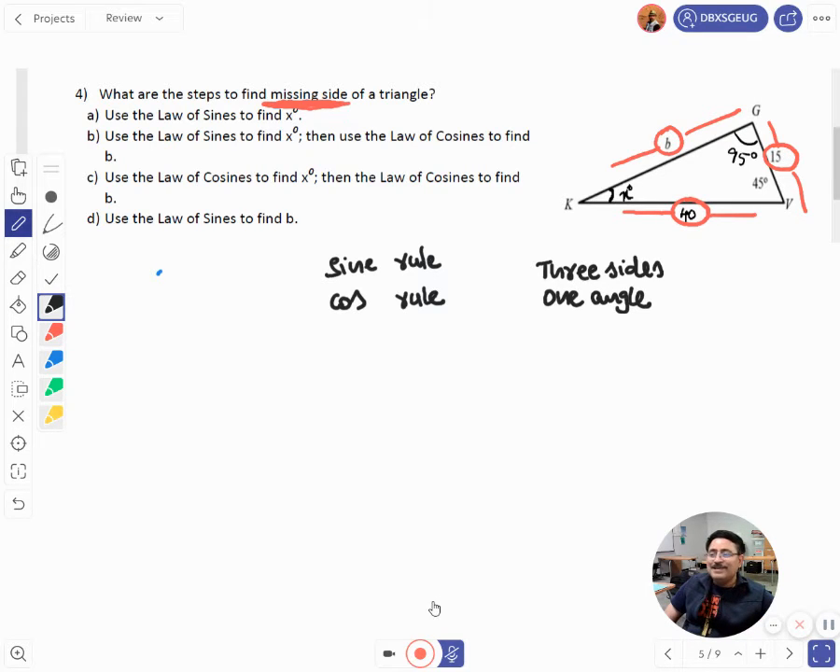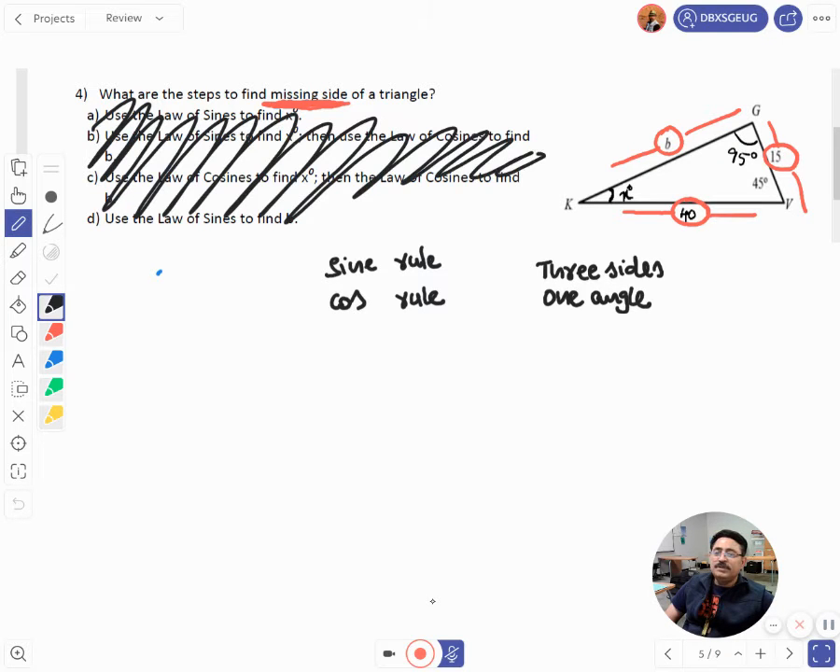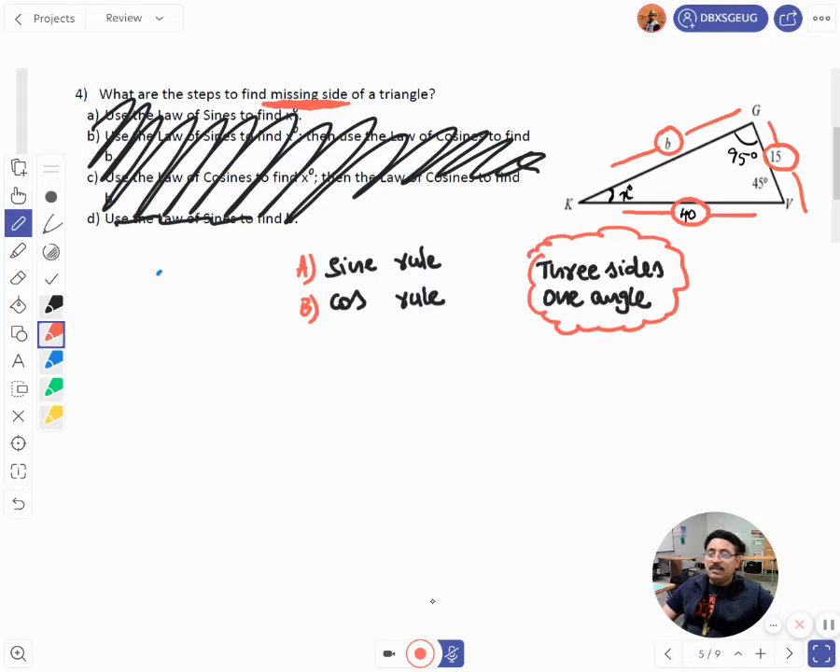My apologies, here, instead of these options, let's talk about only two. Is it sine rule or cos rule? That's it. So here, I see that three sides and one angle, then we go with the cos rule. Okay, let's go to the next page.